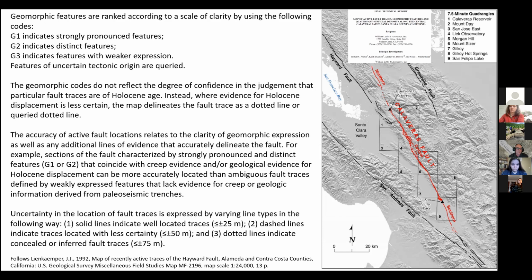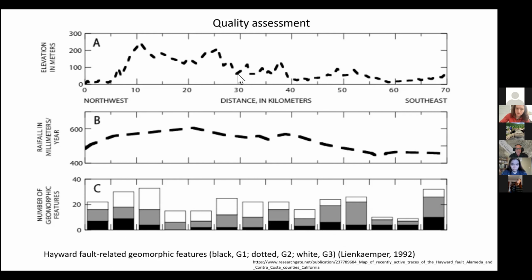The geomorphic codes don't really indicate the age, but just sort of activity. I won't read all of this, but one of the things they did, which was interesting, was something like what we want to try to do, which is basically compare a few different parameters along the fault. The horizontal axis is distance, and then there are three different charts. The first one is elevation, just where does the fault trace go in elevation. The second one is rainfall. And the third one is the number of geomorphic features. So this is a first order way to look at a GIR.